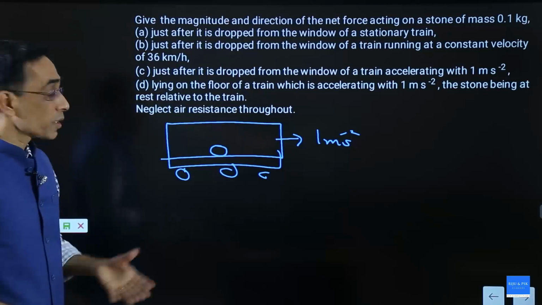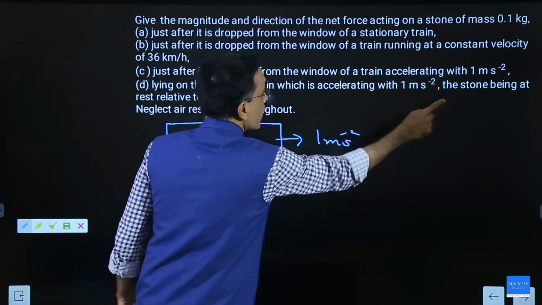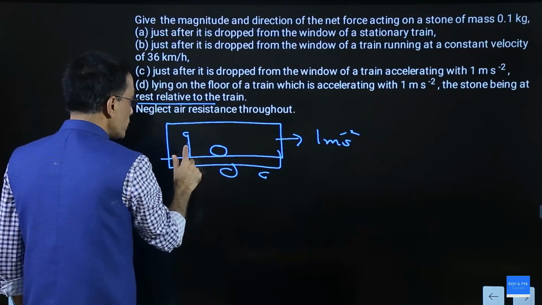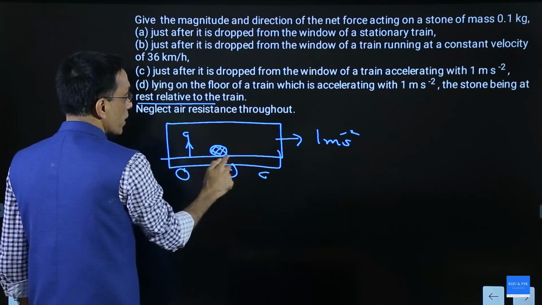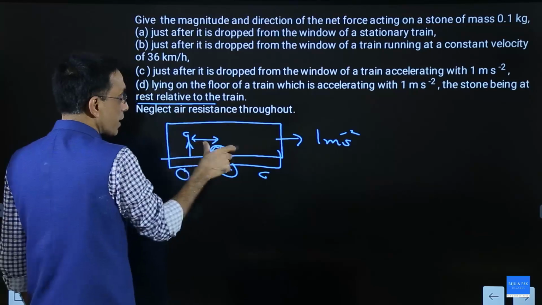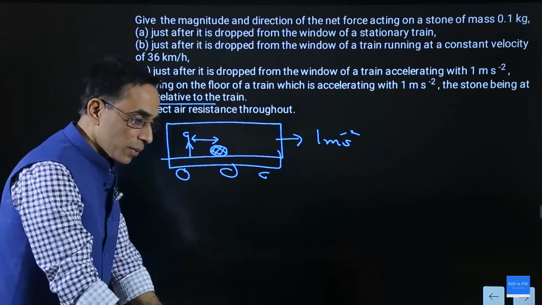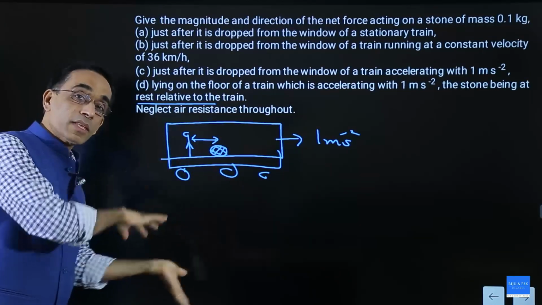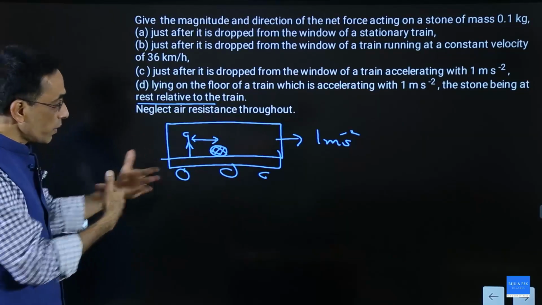Look at the stone. The stone is also accelerating. It's given that the stone is at rest relative to the train. That means for a person standing inside the train, the stone is at rest. That means the distance between the stone and the person will remain the same. It doesn't change. That means it is at rest. Just like I have a table, I have a board here. I am here, and all of us are moving with the earth. But this is relatively at rest with respect to me, because that's also moving, I am also moving.